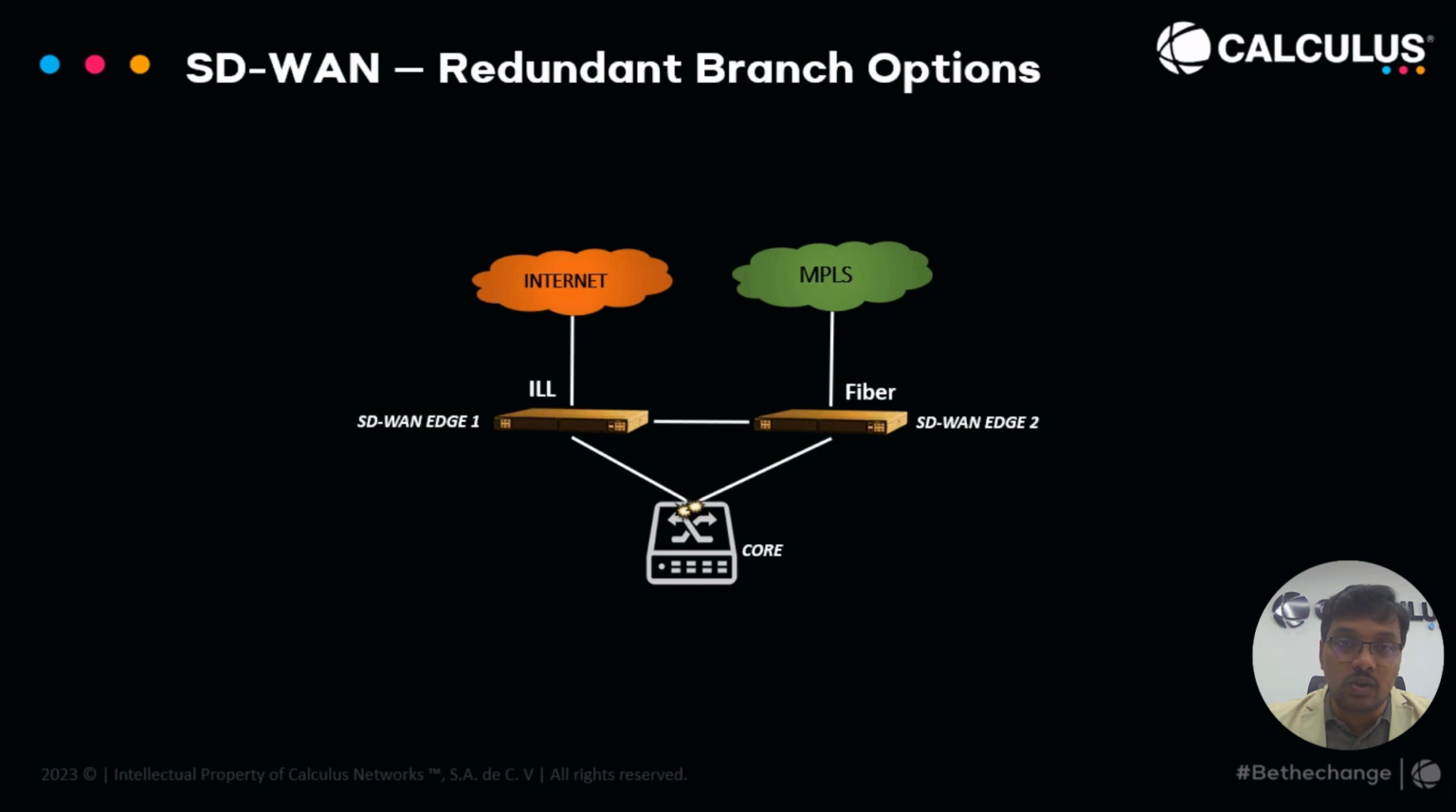In our case, even though the internet transport is physically terminated on SD-WAN router 1, SD-WAN router 2 will also know about this transport and will believe that it is available via the interconnect link. It just believes that it has internet as well. Simple, right? And the same will happen vice versa for the MPLS transport as well.